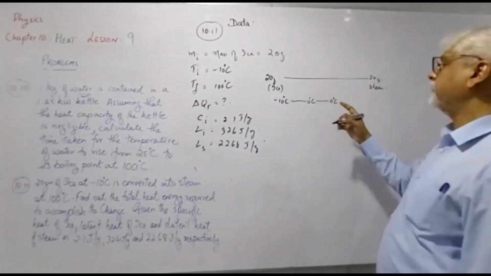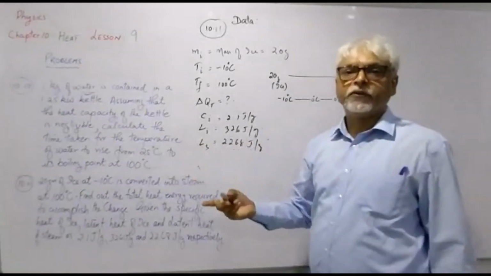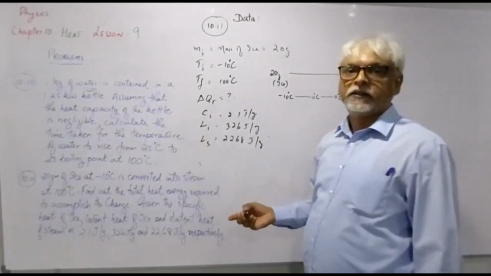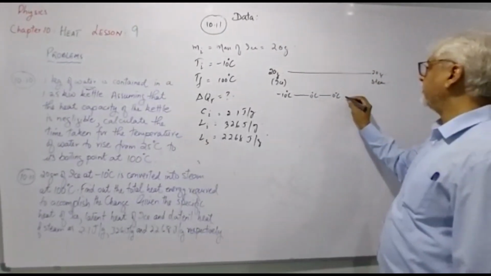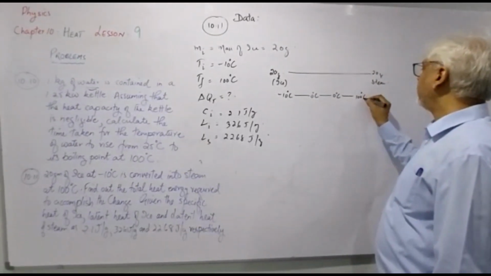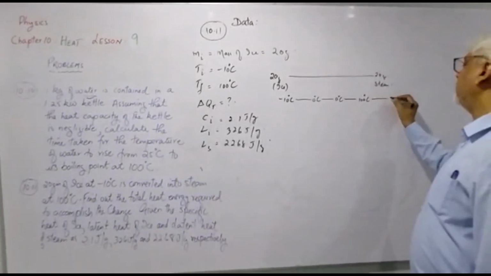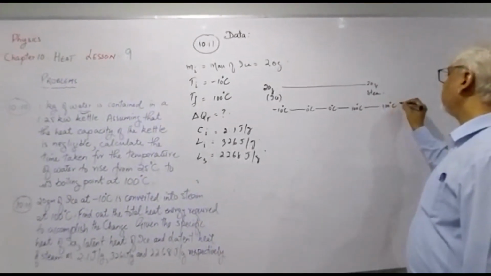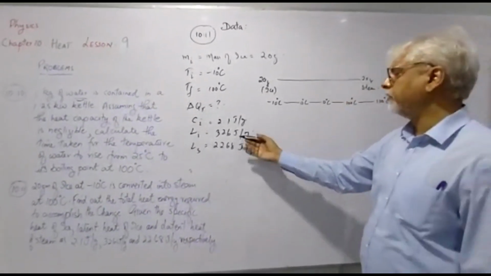That is, it will change from one physical state to another physical state. But there will not be any increase in temperature over here. As you can see, temperature remains the same. Then 100 degrees centigrade, and finally, the latent heat of vaporization, or latent heat of steam, value is also known to you here.